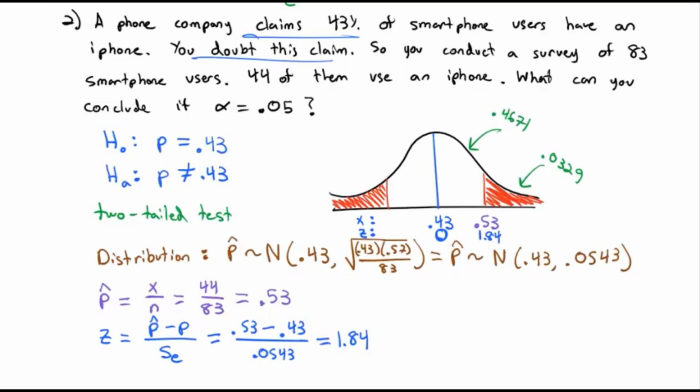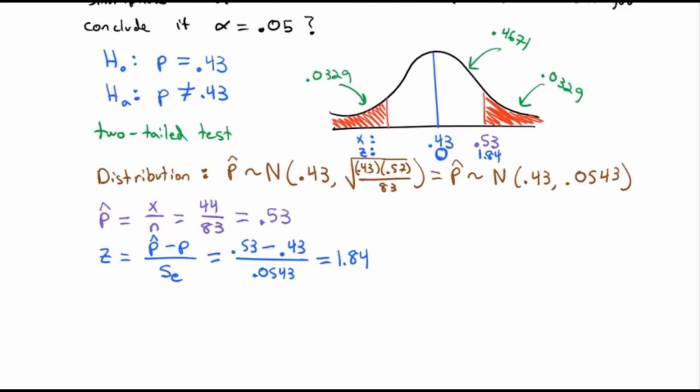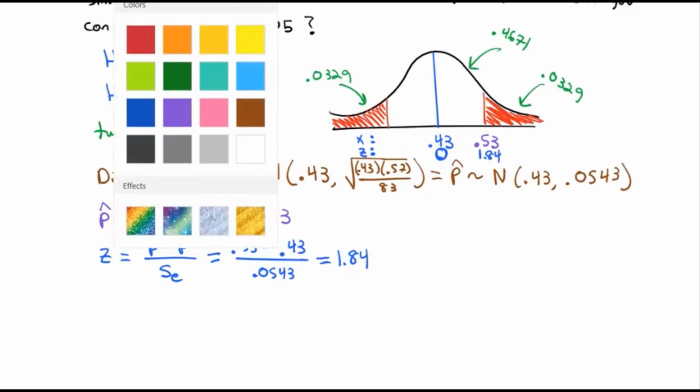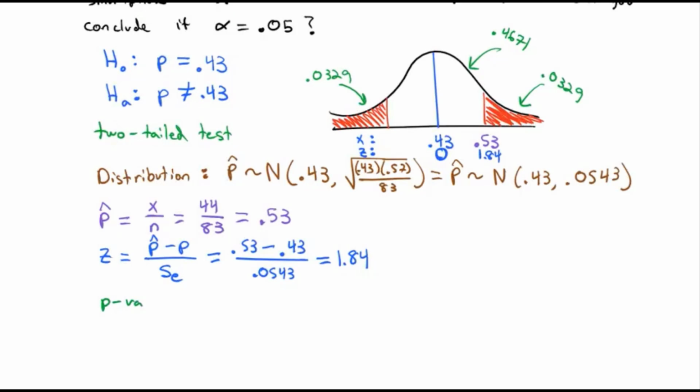But what's important to know is because this is a two-tailed test, we have to consider the other tail as well is 0.0329 as well. It's symmetrical, which is nice. So when we want to calculate the p-value, the p-value is the total shaded area. Because this is a two-tailed test, we have to add them together. 0.0329 plus 0.0329. That gives us a p-value of 0.0658.